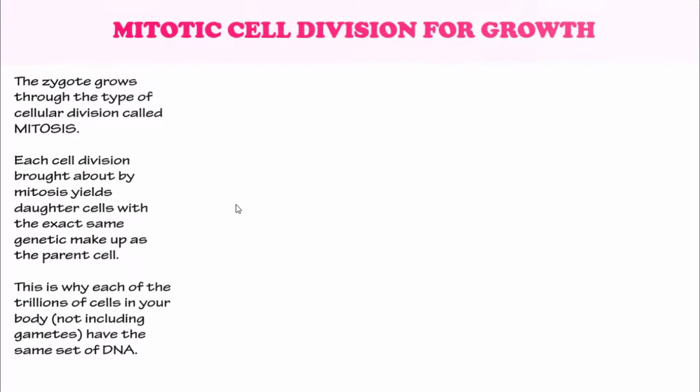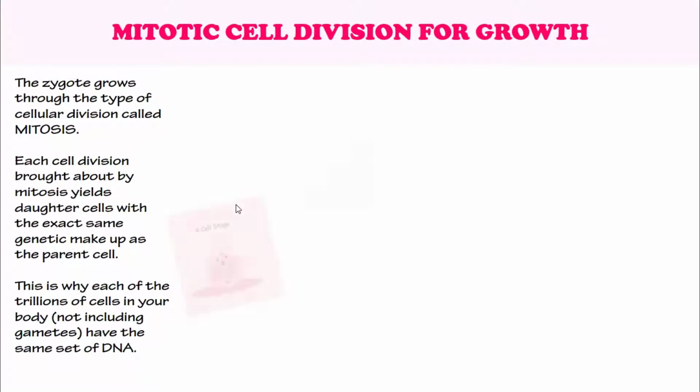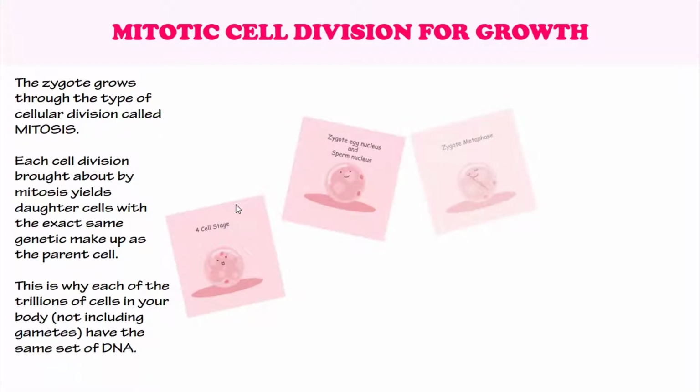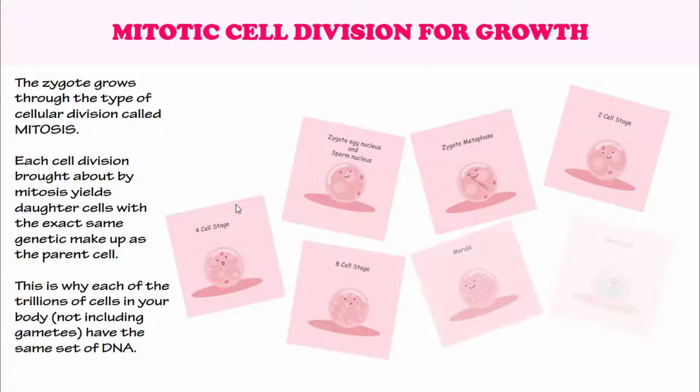The zygote grows through the type of cellular division called mitosis. Each cell division brought about by mitosis yields daughter cells with the exact same genetic makeup as the parent cell. This is why each of your trillions of cells in your body, not including the gametes, have the same set of DNA.